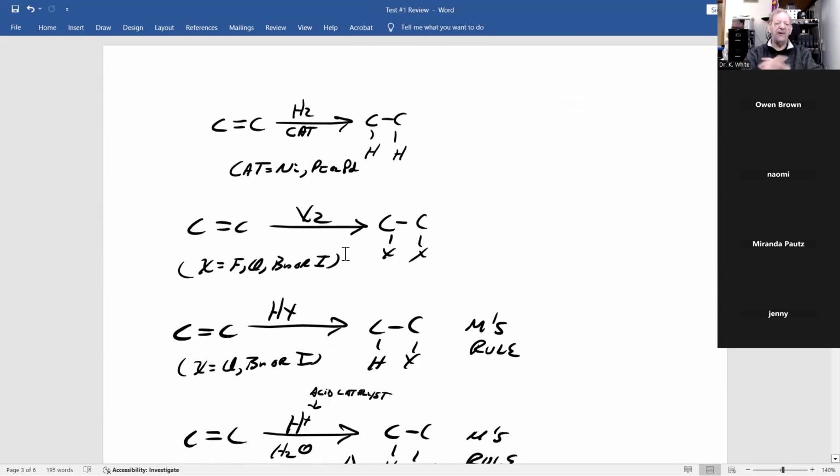Now, let's talk about the reactions. The first one is if you have a double bond and react with hydrogen and a catalyst, and the catalyst can be nickel, platinum, or palladium, you break the pi bond, and each carbon of the double bond gets a hydrogen. And same thing if you have a double bond reacted with halogen gas, X2, and X can be fluorine, chlorine, bromine, or iodine. You break the pi bond, and each carbon of the double bond gets a halogen.